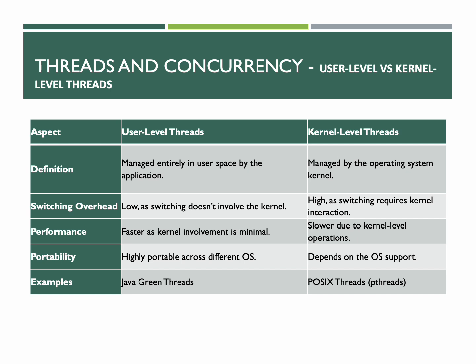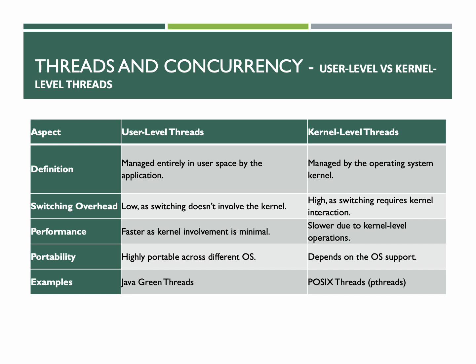First is definition. User level threads are managed entirely in user space by the application without kernel involvement. For example, Java green threads used in early versions of Java operate in this way, whereas kernel level threads are managed directly by the operating system kernel, enabling deeper integration with system level resources. For example, POSIX threads or pthreads are a common implementation.